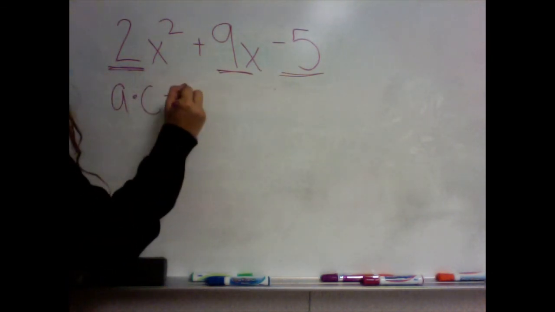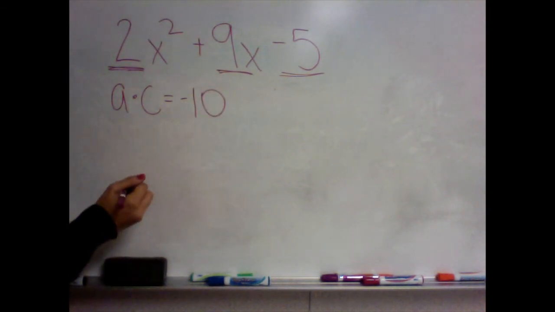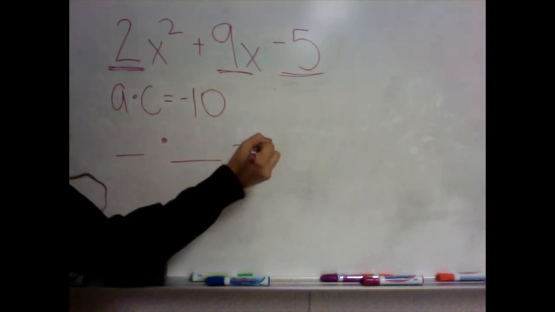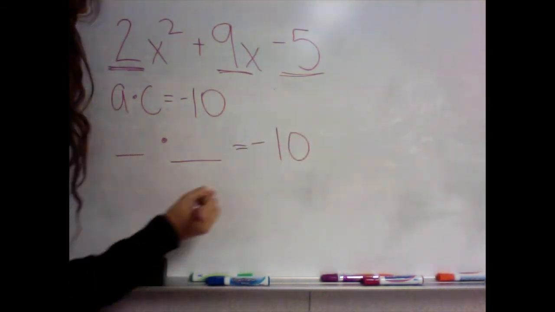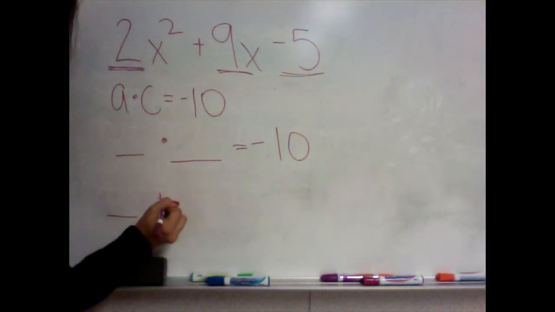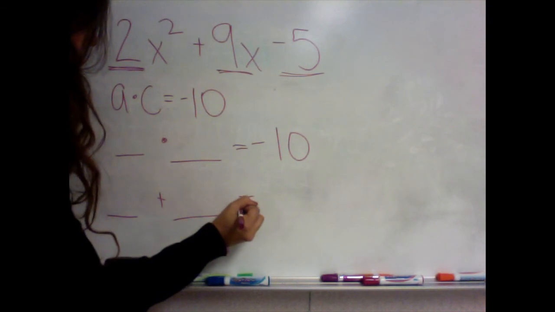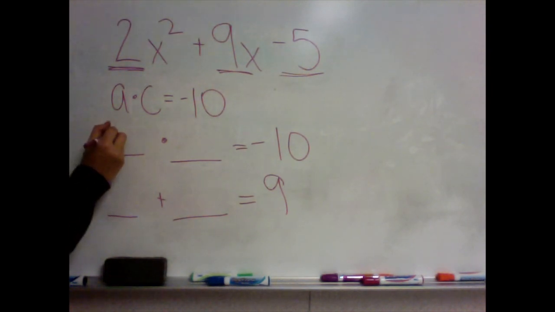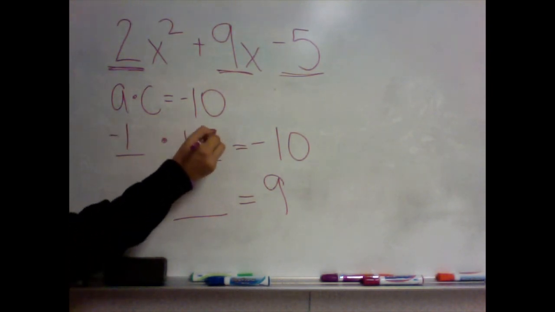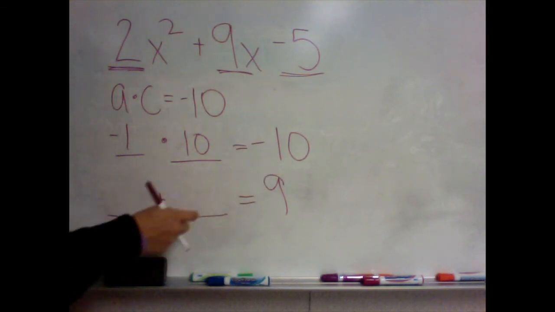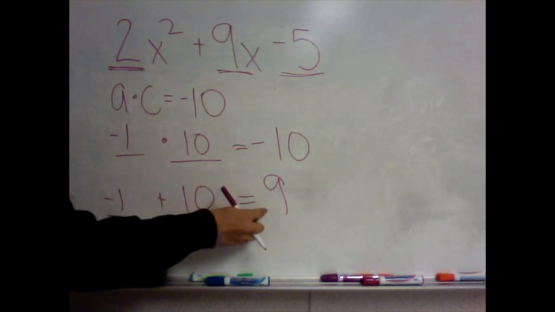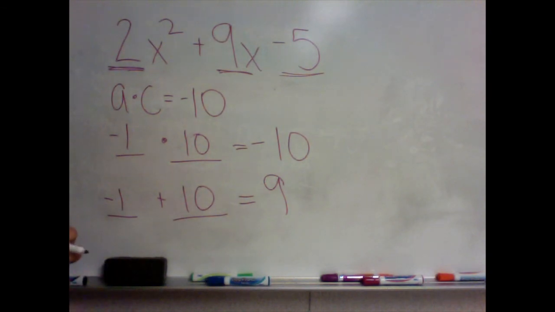So here we go. A times C was negative 10. So what times what equals negative 10, but at the same time, what plus what, being the same numbers, equals positive 9. So you could use negative 1 and 10. So negative 1 times 10 is negative 10, and negative 1 plus 10 is 9. Perfect.